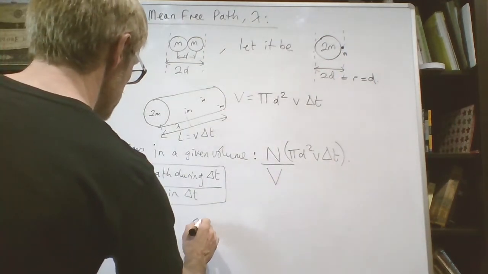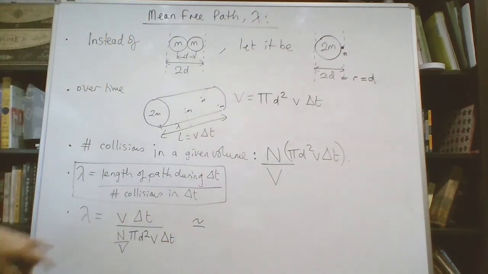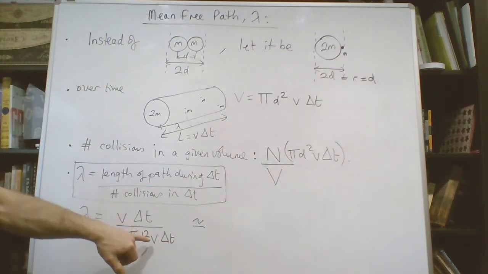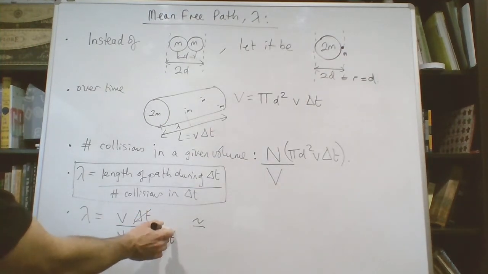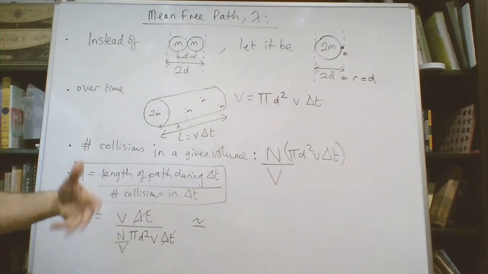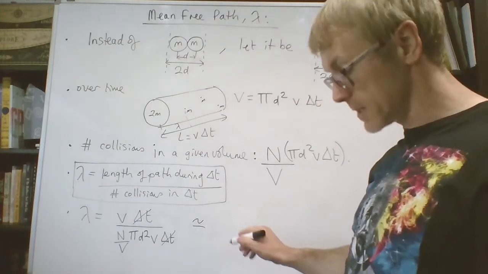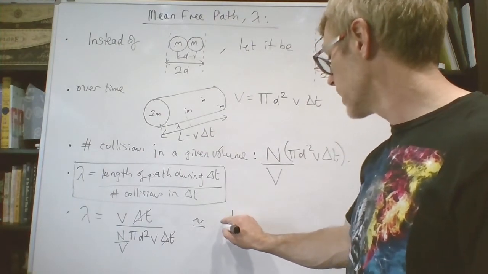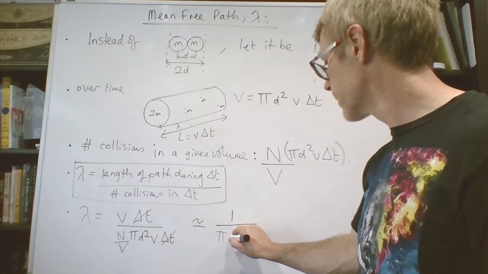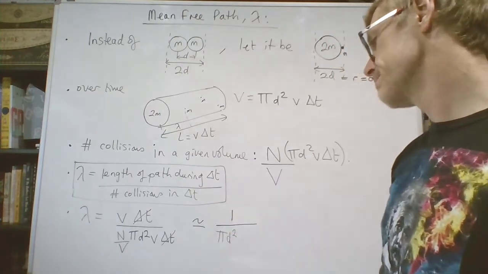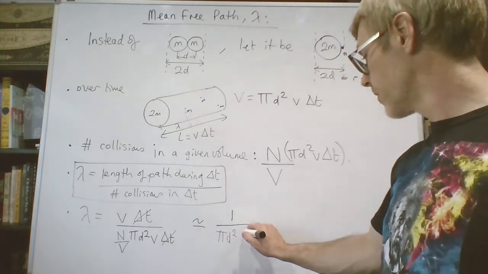Now this is approximately equal to, and I'm going to say approximate because strictly this velocity and this velocity are slightly different. The details are not important to our discussion though. So the delta t can absolutely cancel. The velocities can approximately cancel. So if we take that approximation, this is approximately 1 over pi d squared n over v.